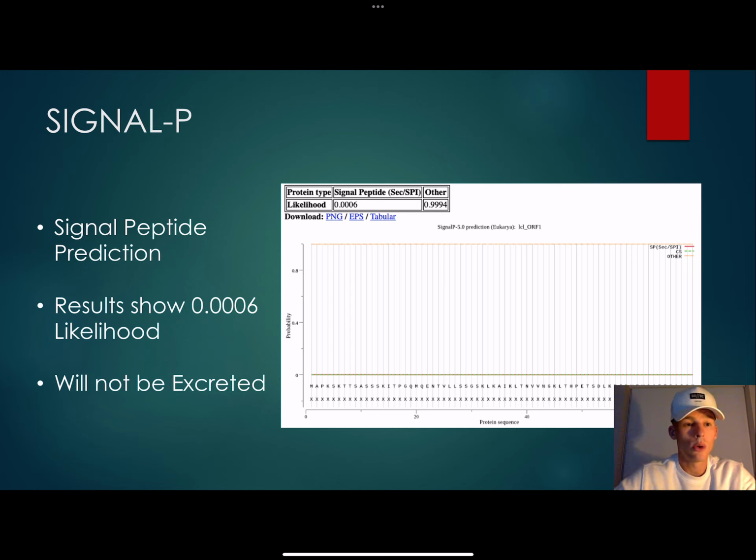Okay, so going into SignalP. This is basically predicting if I have any signal peptides. The result here, as you can see up here, is well below 1%. So it's saying the likelihood of me having a signal peptide is not at all. So I don't have any signals that are going to excrete or transport it anywhere, such as the membrane or anything like that.